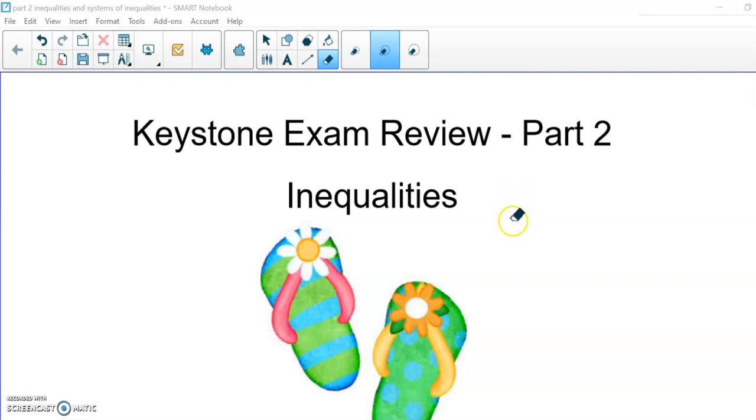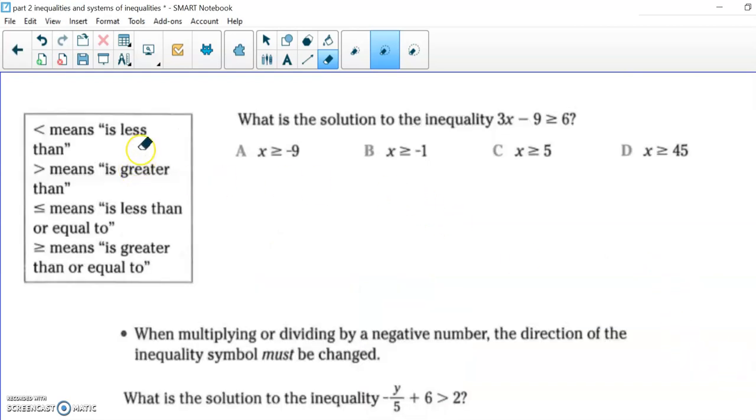This is Algebra 1 Keystone Exam Review Part 2. Today we're going to talk about inequalities. So just as a quick reminder, these are our inequality symbols. There's a less than, a greater than, a less than or equal to, a greater than or equal to. And somehow you have to memorize those.